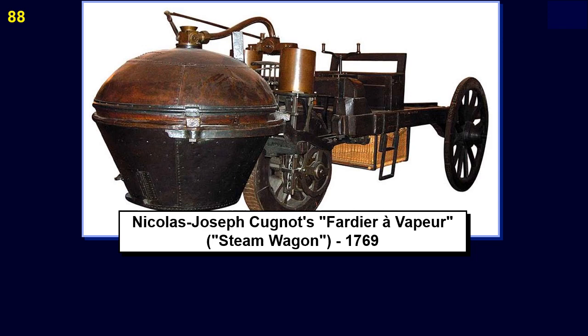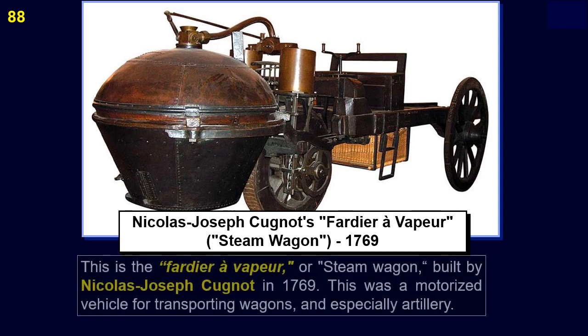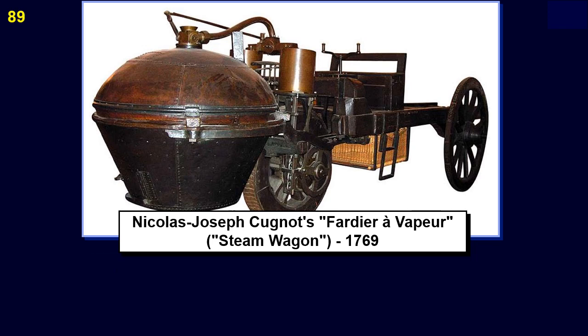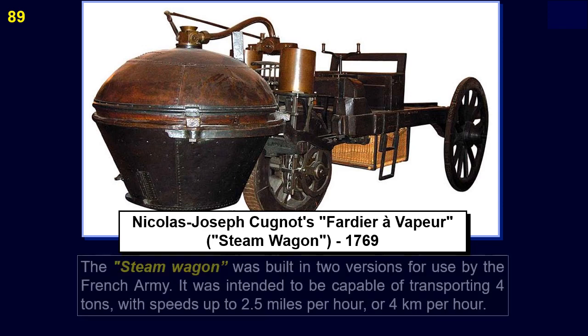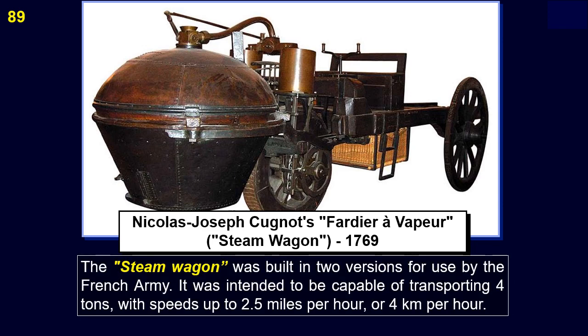This is the Fardier Vapor or steam wagon, built by Nicholas Joseph Cugnot in 1769. This was a motorized vehicle for transporting wagons and especially artillery. The steam wagon was built in 2 versions for use by the French army. It was intended to be capable of transporting 4 tons, with speeds up to 2.5 miles per hour, or 4 kilometers per hour.